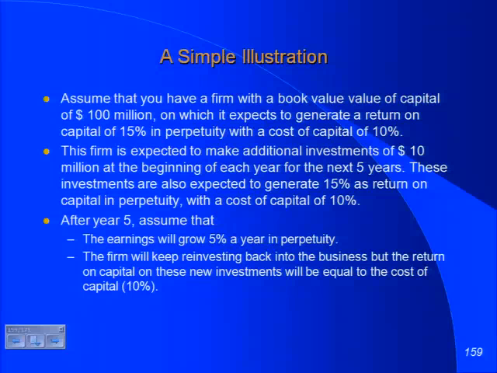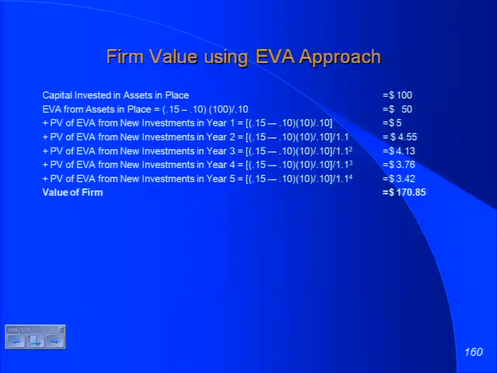What's EVA right now? 100 million of capital invested. You're making 5% more than your cost of capital, so you're making 5 million. If you make 5 million every year forever, the present value of 5 million every year forever at the 10% cost of capital is 50 million. So I start with the base, book capital. To that, I add the present value of EVA from existing assets, which is 50 million. So I've got 100 to 150.